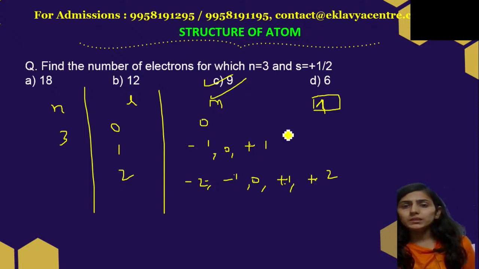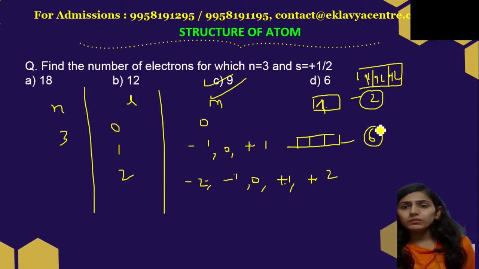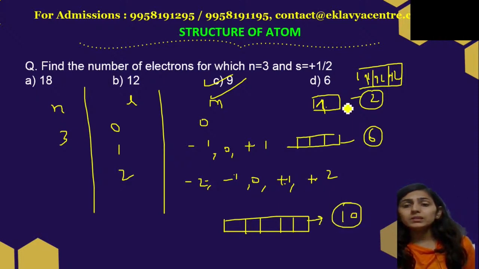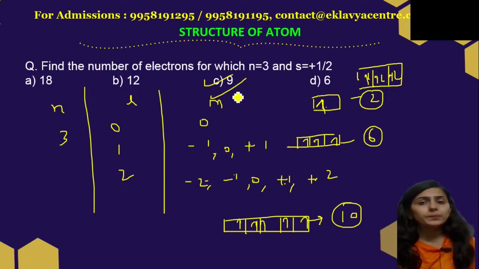How? Simply draw it. Since p has 3 orbitals, we could fill like this, 1, 2, 3, 4, 5, 6. Here we can fill 2, here we can fill 2, here we can fill 6. And in the case of d, we have 5 orbitals, so here we can fill 10. But here they have fixed that s is only plus half, so we can only fill a single electron in each. Therefore we have only 9 electrons for this.